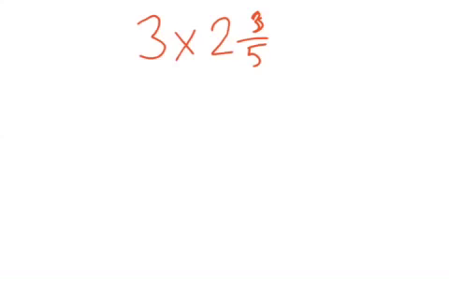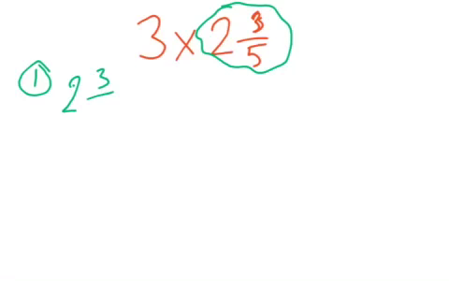3 times 2 3/5. Now, there are two different ways that we can solve this problem. I'm going to show you one way, and then we'll go back and do it the other way. The first way is by following 4 steps. Step number 1 is for us to take our mixed number here and turn it into a fraction greater than 1, or an improper fraction. So I'm going to start with 2 3/5. And now I can do this 2 separate ways.